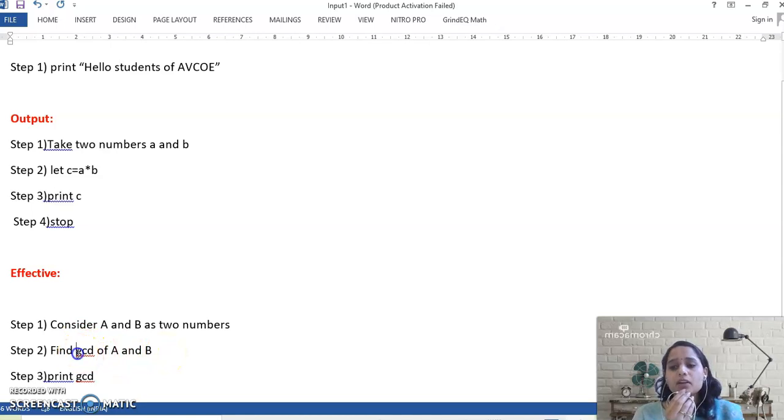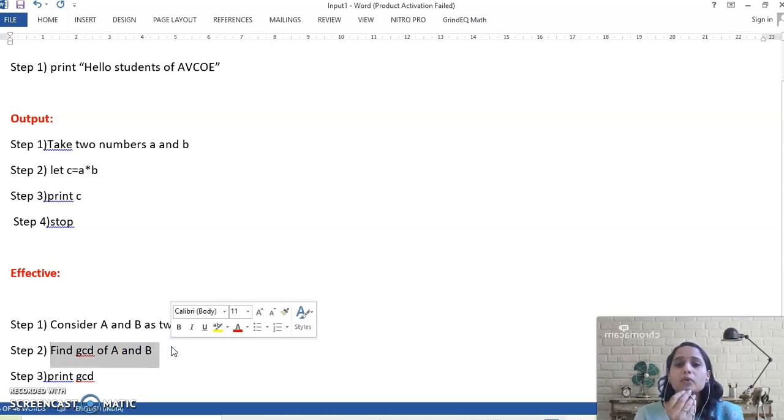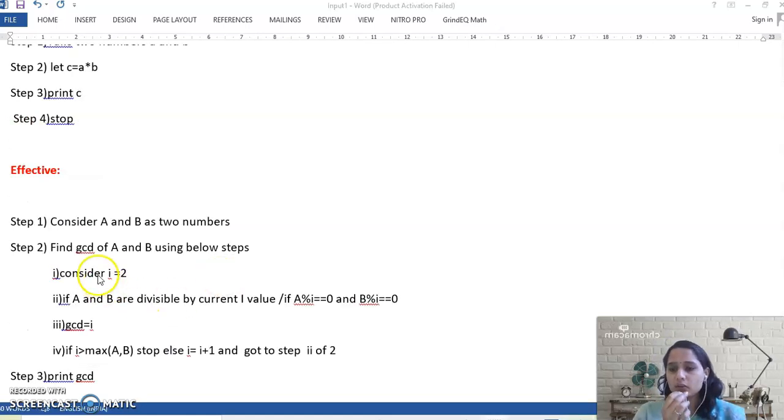Now remember, my algorithm may contain sub-algorithms here, right? But the sub-algorithm steps should also be mentioned. I have just mentioned GCD of A and B, but if the programmer doesn't know the process to find the GCD, he may put in some effort and time in finding the GCD algorithm. So now I can make this algorithm effective by converting this step into sub-steps. So I can write down the algorithm to find the GCD of two numbers. It is better to write down the algorithm for the GCD, so I can mention it here.